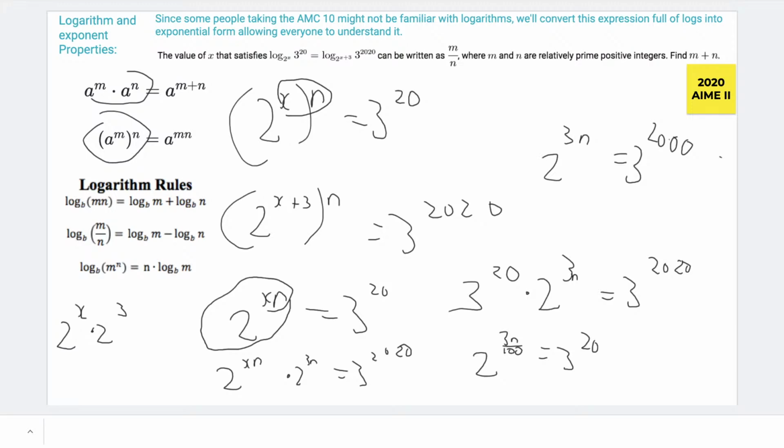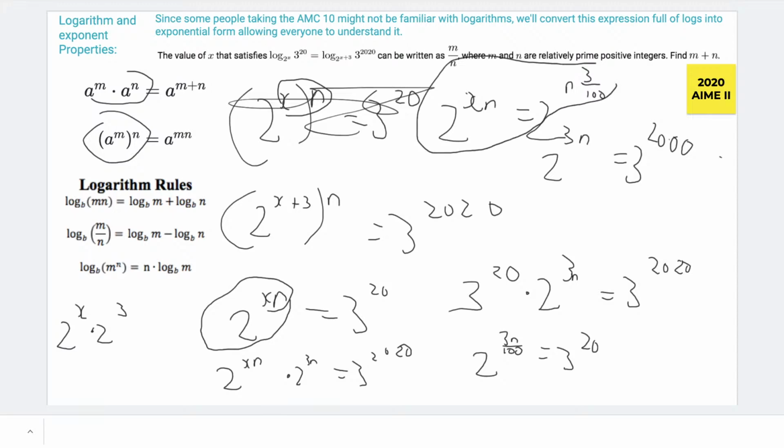So if we set these equal to each other, we have 2x of n equals 2n multiplied with 3 over 100, and these two things are supposed to be equal to each other. We see the n's are equal, obviously, and then we have x equals 3 over 100, which is just 100 plus 3, because we have to find m plus n. That's why you should read the problem, and that's where you find the answer.